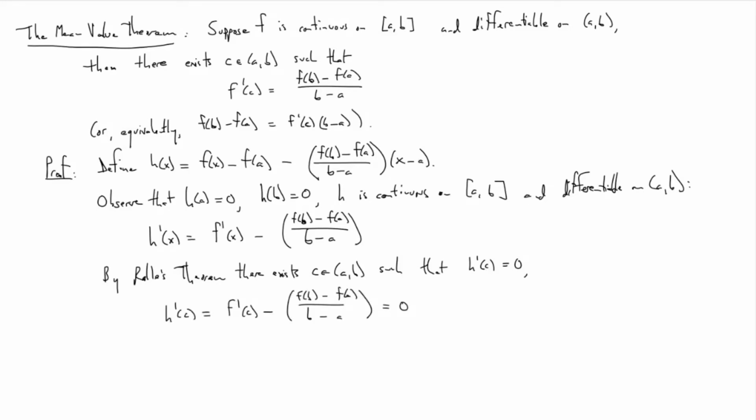And since h prime of c is equal to 0, that tells us that f prime of c minus this quantity, f of b minus f of a all over b minus a, is equal to 0. And that gives us what we were looking for, that at this point c, the derivative of the original function f is f of b minus f of a all over b minus a. And that completes the proof of the mean value theorem.